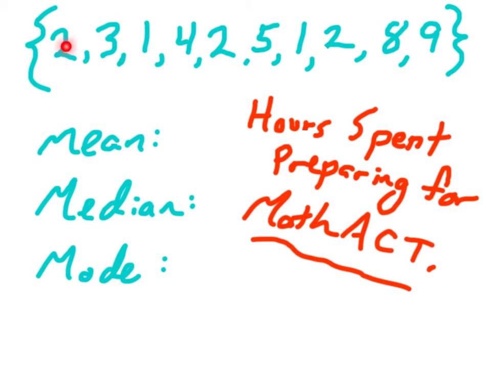So in essence, this kid here prepared for 2 hours, and that's not just off and on, that's 2 hours of real time. This kid here did 3 hours, and this one only did 1. That one did 4, that one did 2, 5. Over here, we've got a kid who did 9 hours. So anyway, the question is: what is the mean for this? What is the median for the hours spent preparing? And what is the mode for the hours spent preparing?